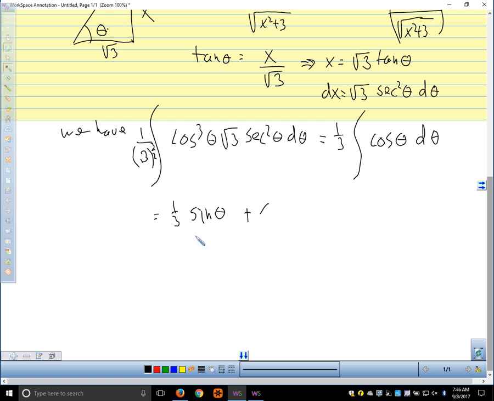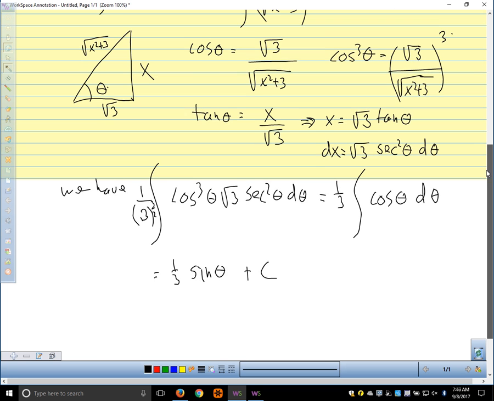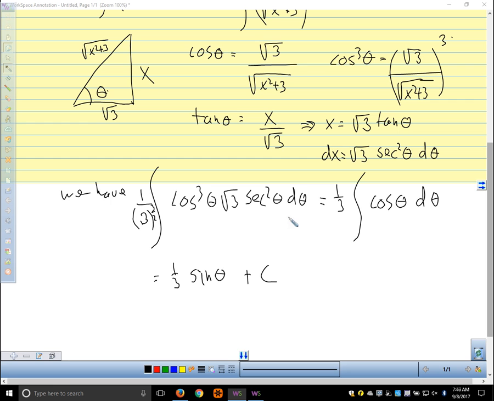And we also need to back substitute. So from the triangle, sine theta is x over square root of x squared plus 3. So this equals x over 3 square root of x squared plus 3, plus C. All right. So rational powers are another place where you can use trig sub.